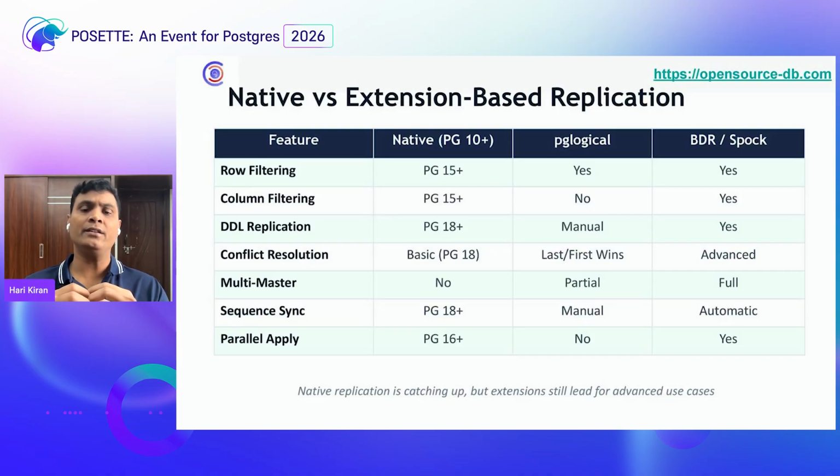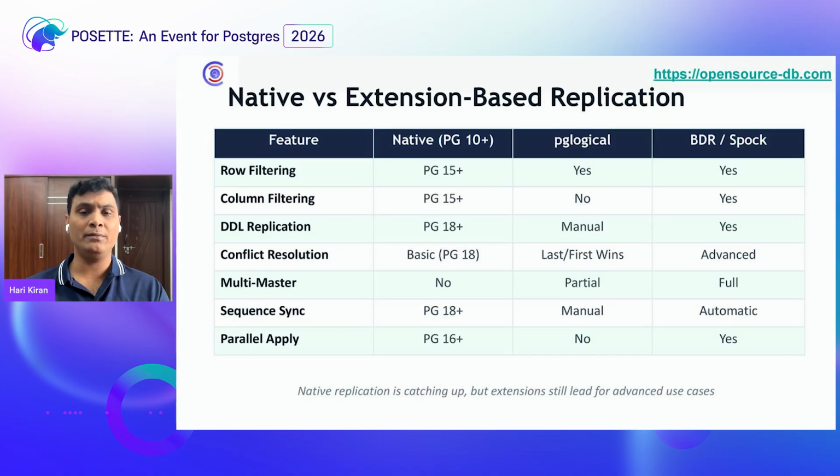And conflict resolution in core is still at a basic level of monitoring. It gives you detection and monitoring, but not the sophisticated last writer wins, first writer wins, and other conflict handlers that the pglogical and Spock extensions provide. And then the big one in PG18 is multi-master replication. Native Postgres still does not support it completely. pglogical has had partial support. You can set up bidirectional replication with some conflict handling. BDR and Spock offer full multi-master mesh topology.